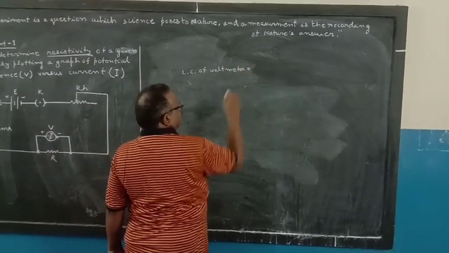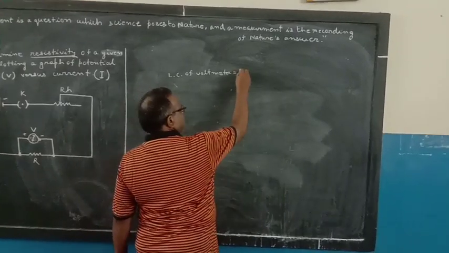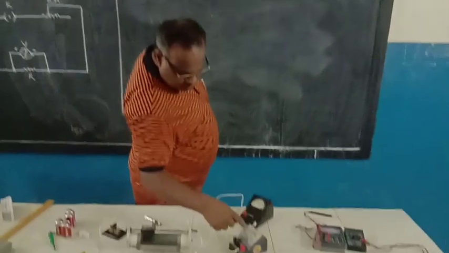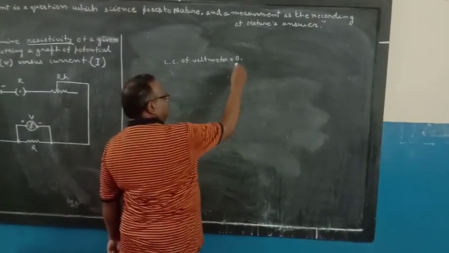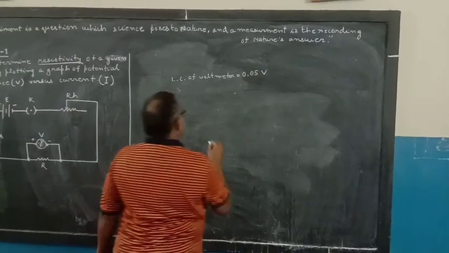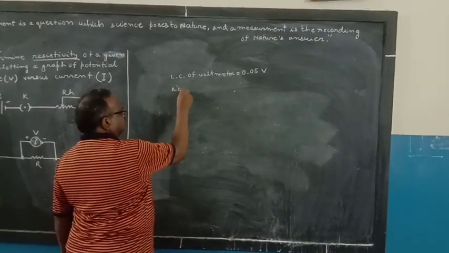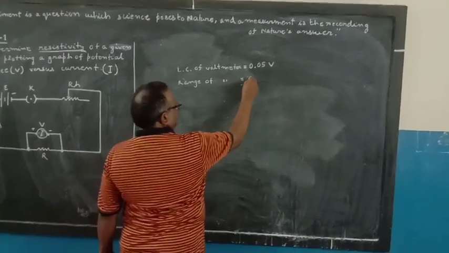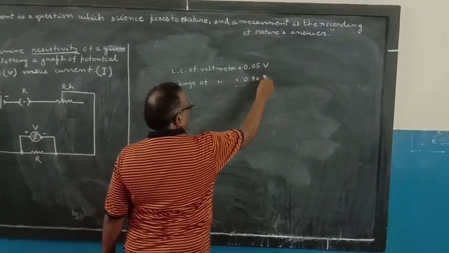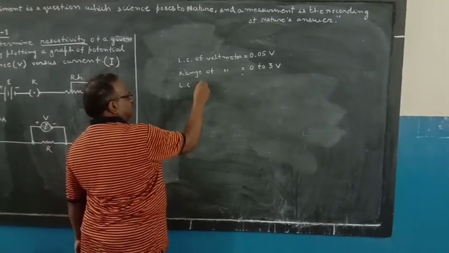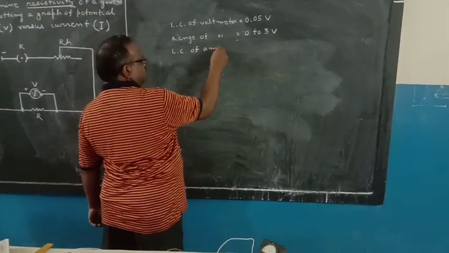It means the least count of the voltmeter I am taking is equal to how much? You see, it is 0.5 divided by 10, so 0.05 volt. Range of voltmeter is 0 to 3 volt. Next is the least count of the ammeter.